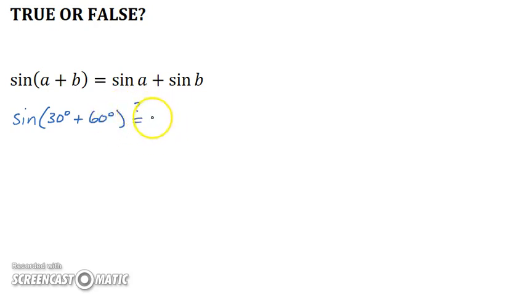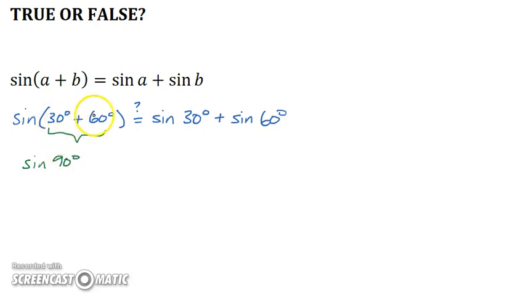The question we're really asking here is: is the sine of 30 plus 60 degrees the same as the sine of 30 degrees plus the sine of 60 degrees? Now, I'm not going to pull up the unit circle here, but we actually know what this is. This would be sine of 90 degrees. If you add 30 and 60, you get 90. And if I look on the unit circle, the sine of 90 degrees is 1.